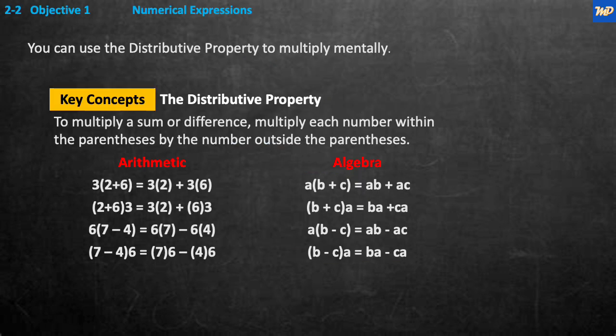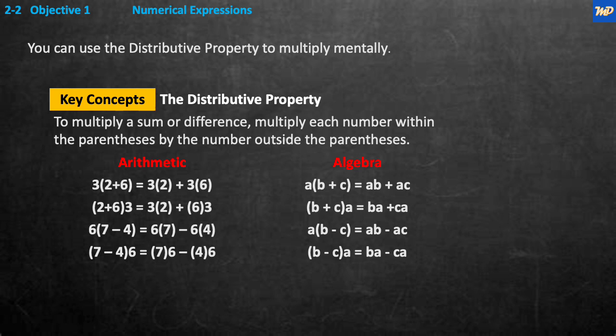Okay, Objective 1, Numerical Expressions. You can use the distributive property to multiply mentally. So here are key concepts. Let's see what they're talking about. Distributive property: to multiply a sum or difference, multiply each number within the parentheses by the number outside the parentheses. And they've given us a couple examples.